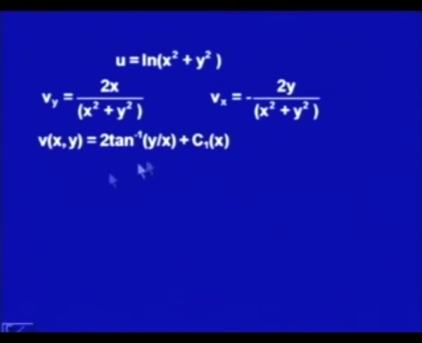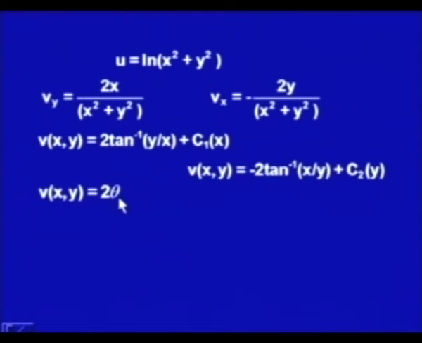Similarly, when you integrate this partially with respect to x, we will have V(x,y) equal to minus 2 tan inverse (x by y) plus C2(y). If we compare these two, we will say that V(x,y) is equal to 2 theta. This C1(x) and C2(y) should not be functions of x and y. So, we have V(x,y) equal to 2 theta. Once we have obtained this, I can write down the analytic function f(z) as ln(x square plus y square) as the real part, and this is the imaginary part, so it is 2i theta. So, my analytic function is this.